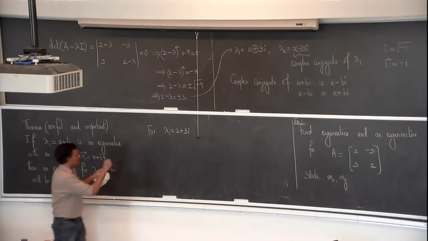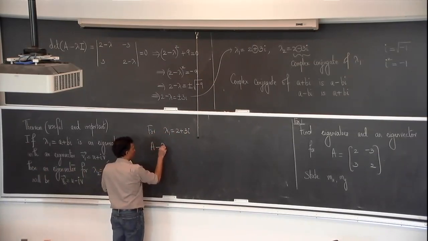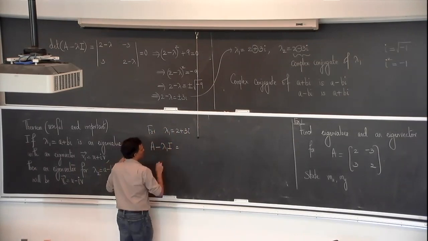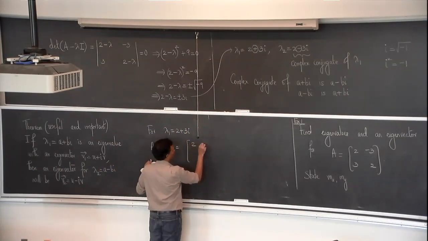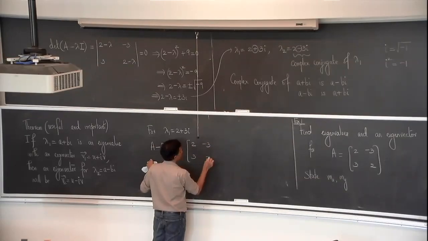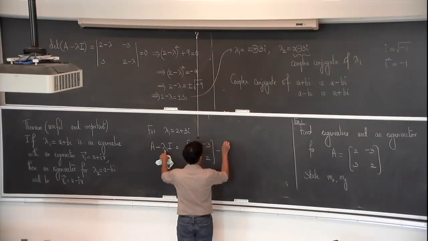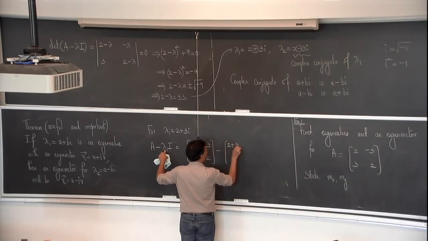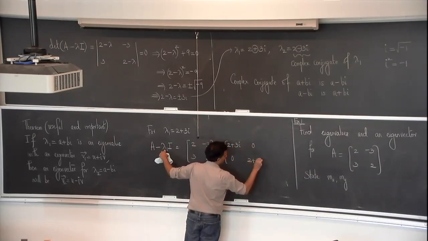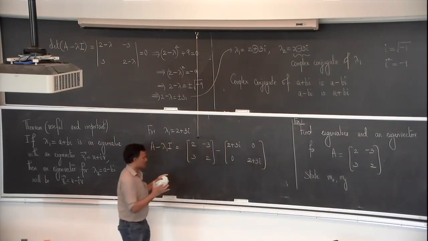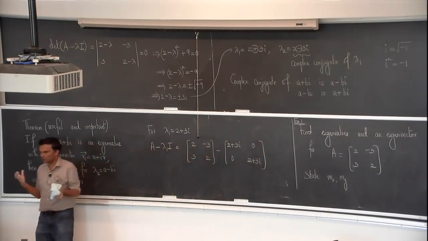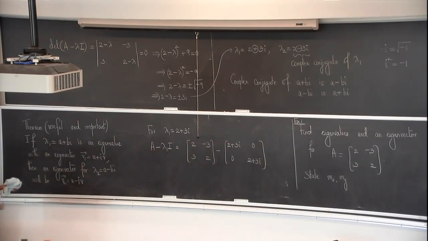So you need to find the null space of A minus lambda 1 I. That is going to be [2, -3; 3, 2] minus lambda 1 I, which would be [2 plus 3i, 0; 0, 2 plus 3i]. Write this down step by step because, if you're not used to calculating things using imaginary numbers, you don't want to do too many things at a time.